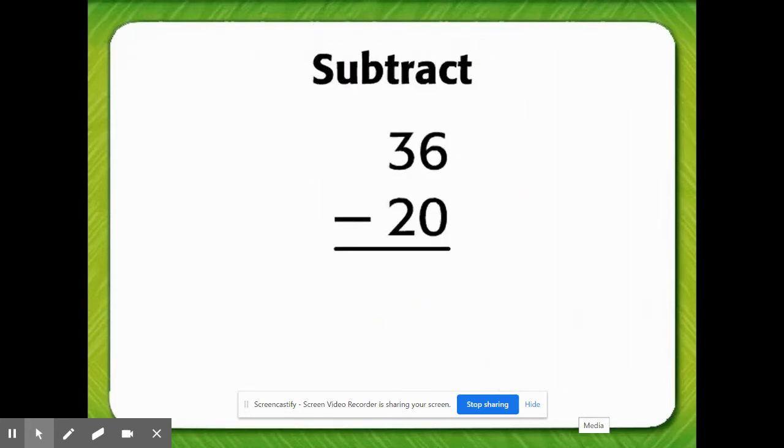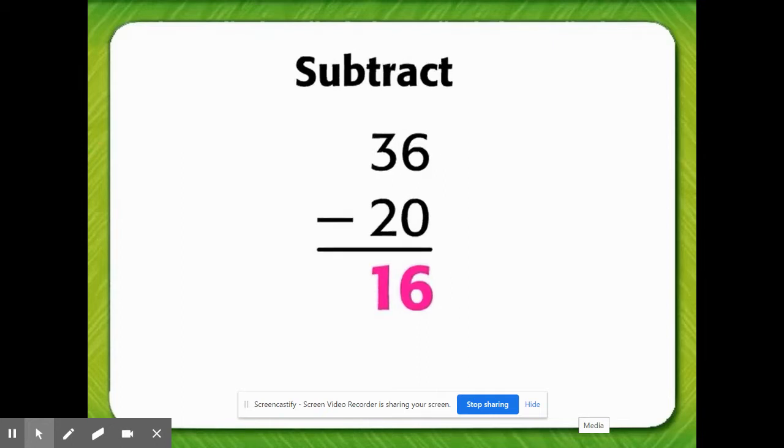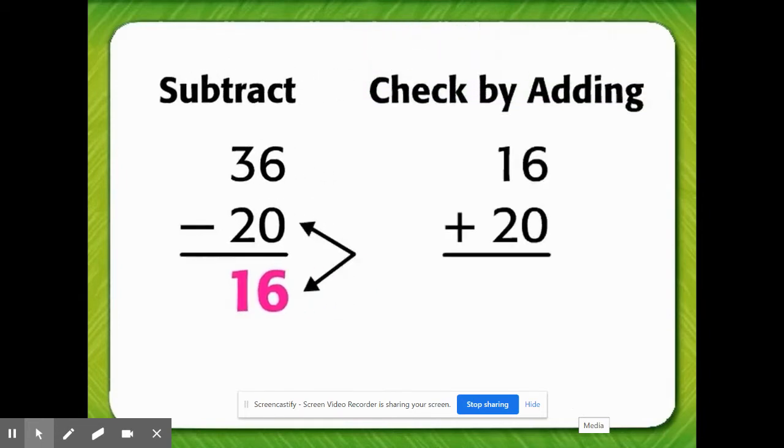Let's try another subtraction problem. 36 minus 20. What is 36 minus 20? Let's see. 6 minus 0 equals 6. 3 minus 2 equals 1. So 36 minus 20 equals 16. Now, let's check our answer by adding 16 and 20. 6 plus 0 equals 6, and 1 plus 2 equals 3. The sum is 36, which matches the number we subtracted from.